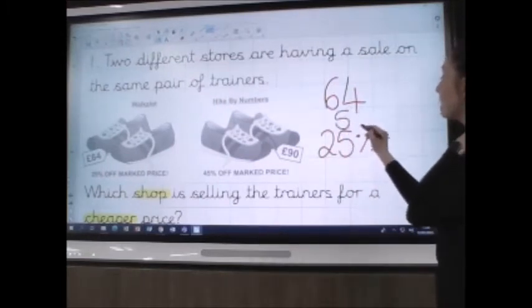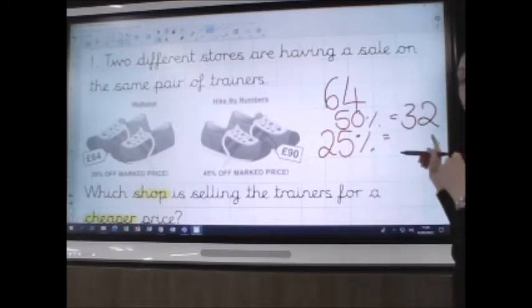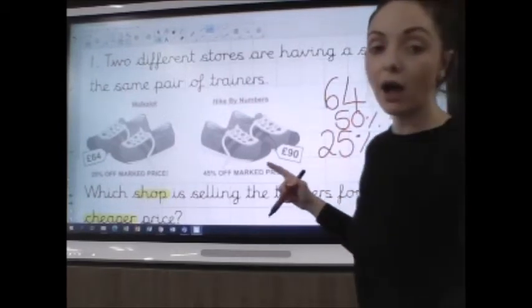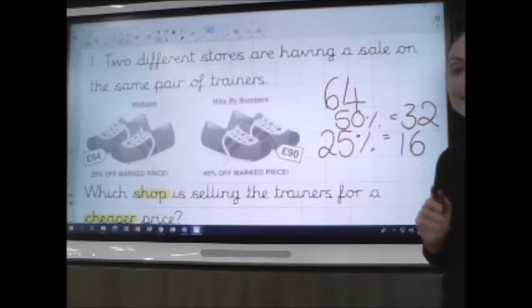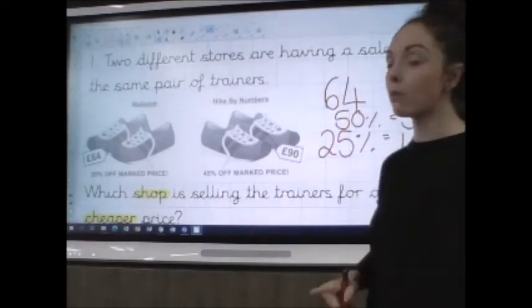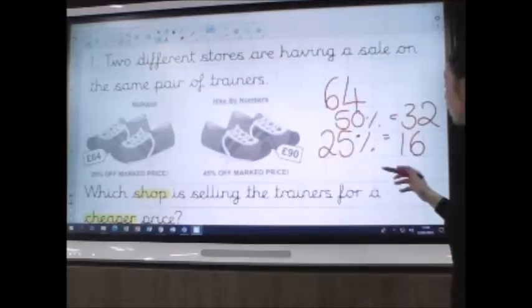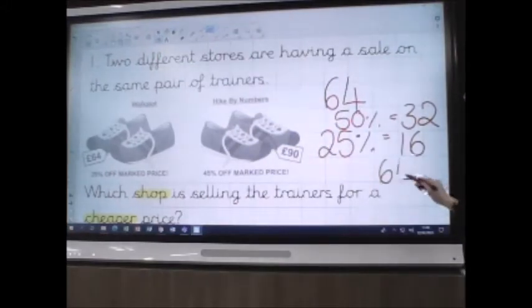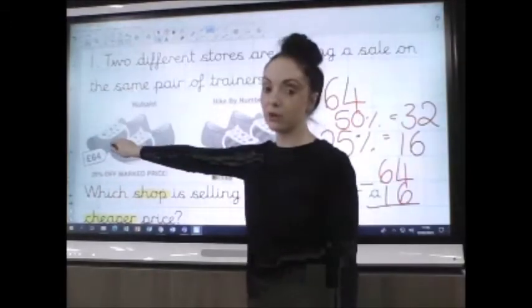So 50% would be 32. Okay, but I want to half that again because I want 25%. So half of 30 is 15, half of 2 is 1. So 25% would be 16. Okay, but that's not what we want to know. We want to know what the new price is. So you then are going to have to do 64 take away 16. Okay, and that will tell you how much these ones are.